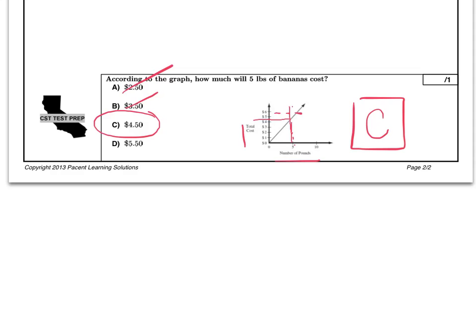Okay, that's it for today for the test corrections. Make sure you do your regular homework as well. These corrections are due on Thursday.